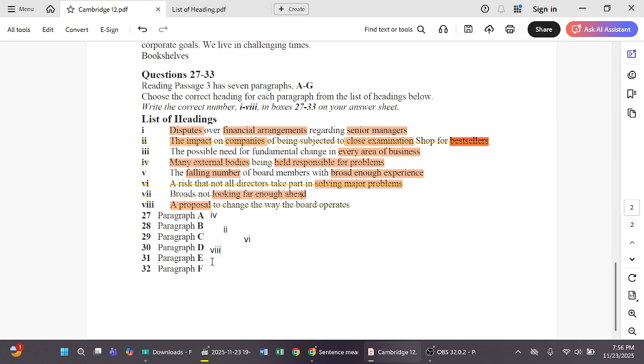So for number E, okay, we have to write it here. This is VII. VII. That means it's 7.